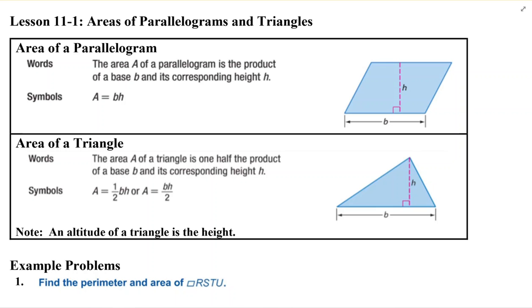Areas of parallelograms and triangles, Lesson 11.1. Most of you are familiar with these formulas for area for parallelograms and triangles. The first one is the area of a parallelogram, and the area of the parallelogram is base times height. The area of a triangle is 1/2 base times height.